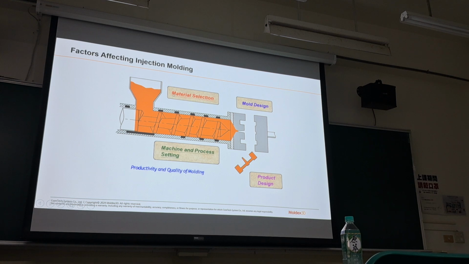And then you need to decide which material you are going to use, like ABS or polypropylene, PP or PE, something like that. And then you need to decide the machine and process conditions. For example, the melt temperature, mold temperature, injection speed, and packing pressure profile. So those are 4 factors you need to consider for the injection molding.